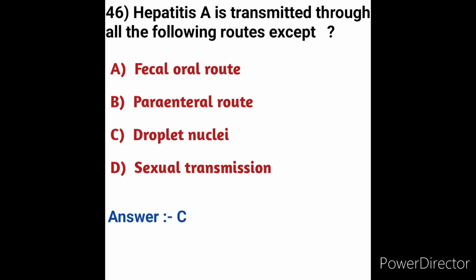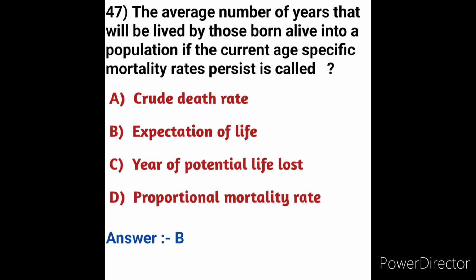Move on to question number 47. The average number of years that will be lived by those born alive into a population if the current age specific mortality rates persist is called as. You will see the options. Option A, crude death rate. Option B, expectation of life. Option C, years of potential life lost. And option D, proportional mortality rate. Here option B is the correct answer, expectation of life.